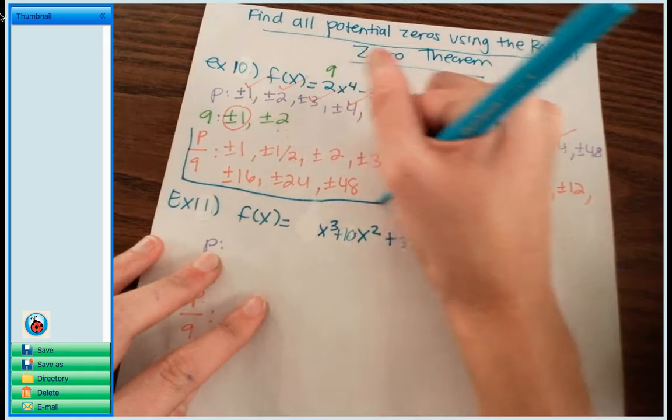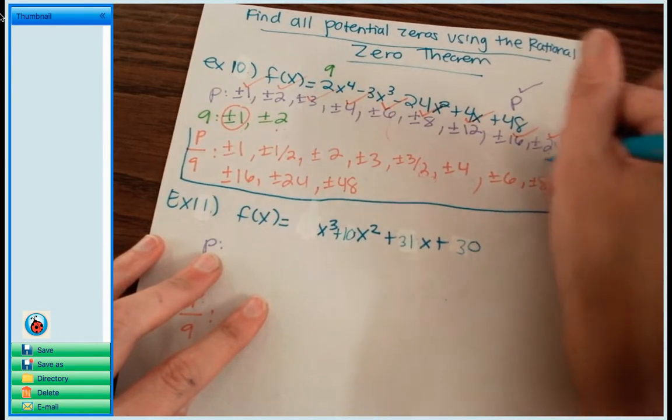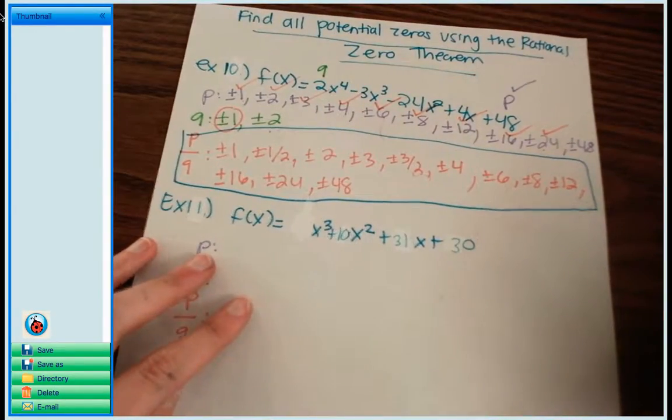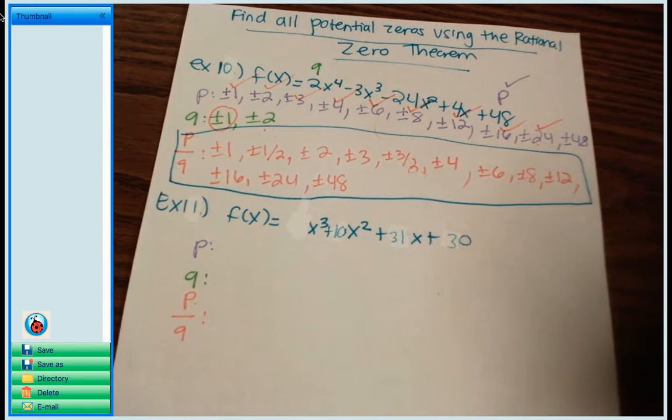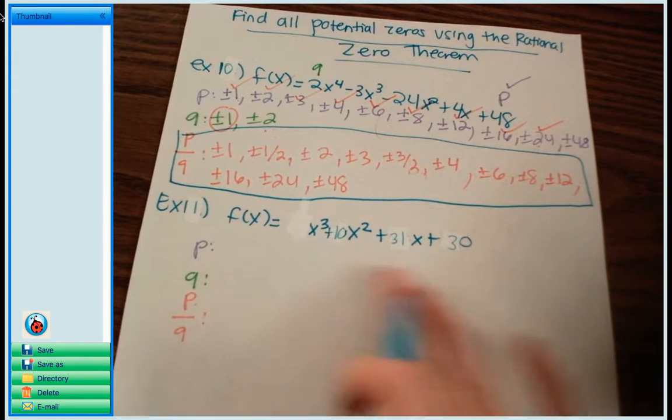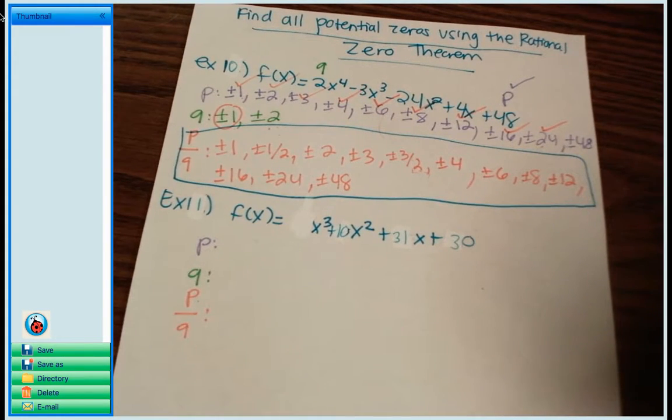Alright, so this is it. All we're doing in this one is listing out potential zeros. So this is my list of potential zeros. Nice. Alright, guys, now example 11 is pretty much the same as example 10. So, if you think you understand how to do example 10, go ahead and pause the video and fast forward to the end and see if you get the right answer.